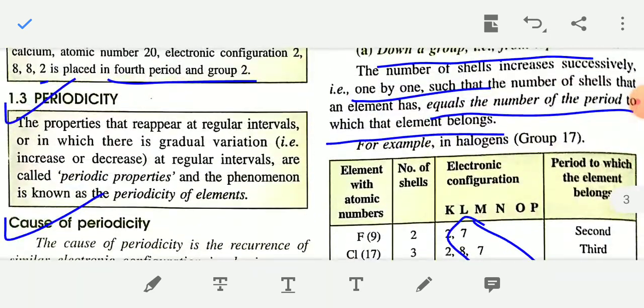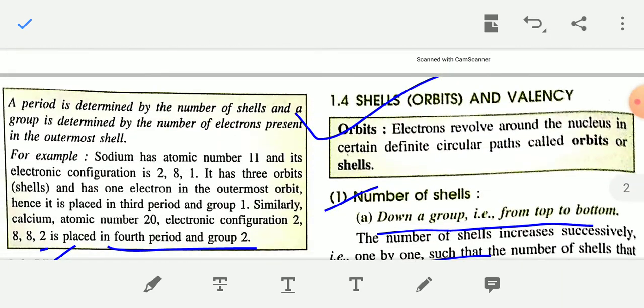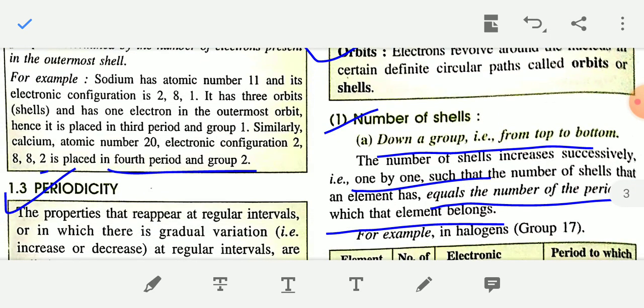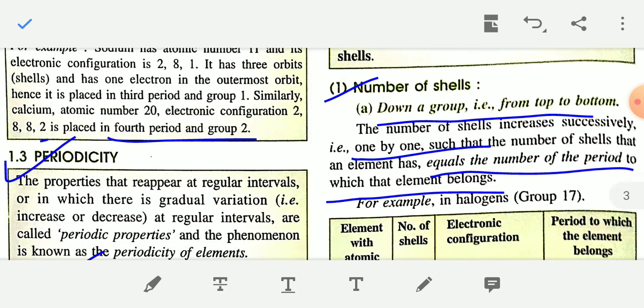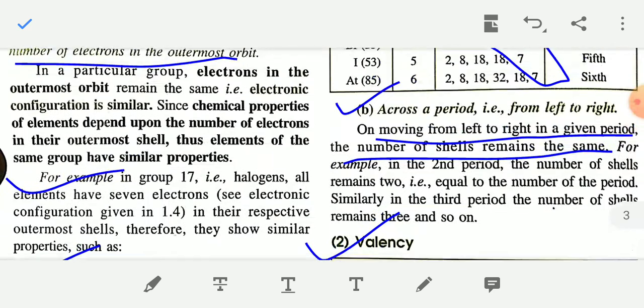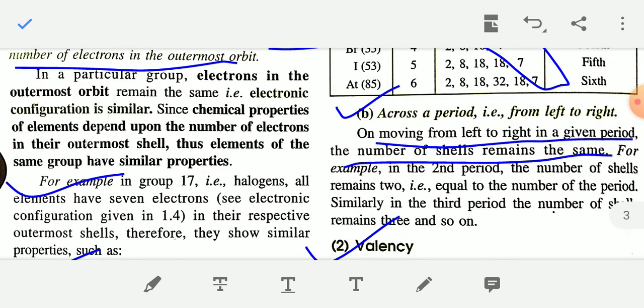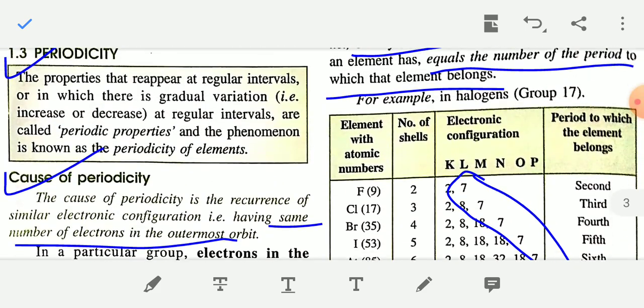And the number of shells down a group increases one by one, and moving from left to right across a period, the number of shells remains constant. Okay, thank you students.